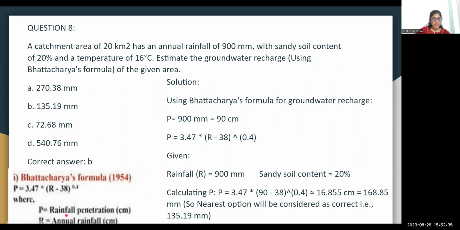P is representing the rainfall penetration, and R is the annual rainfall, and P is the rainfall that is being penetrated into the soil. So here they have given us the area 20 kilometers square, annual rainfall R value as 900 mm, and sandy soil content 20%. In the Bhattacharya formula, P is equal to 900 mm, 90 centimeter.